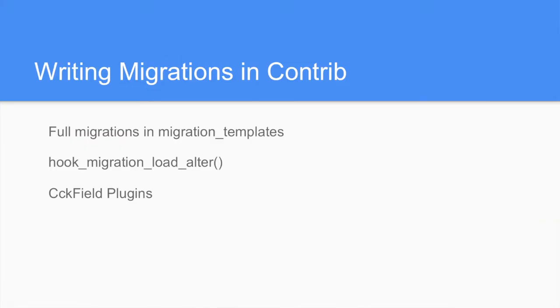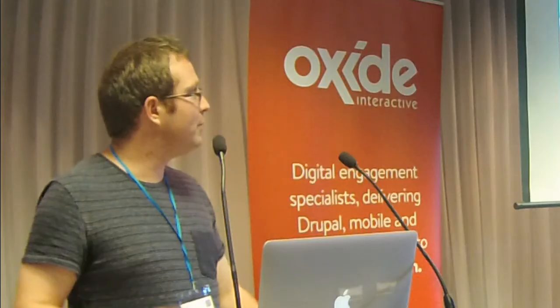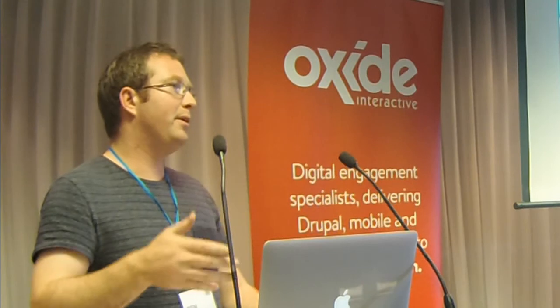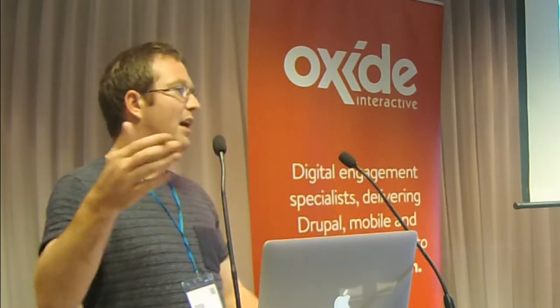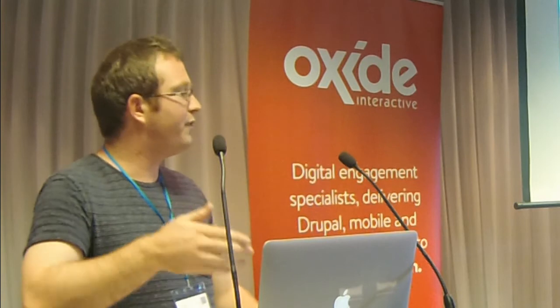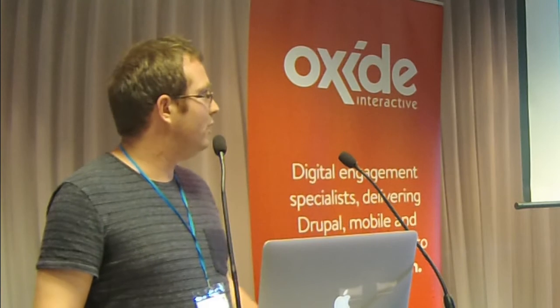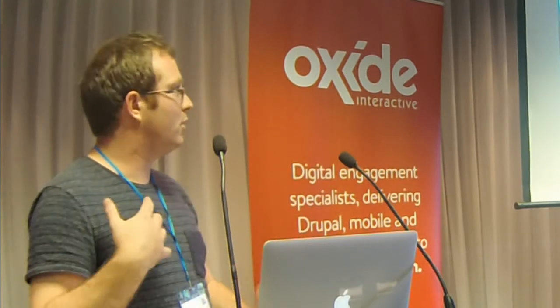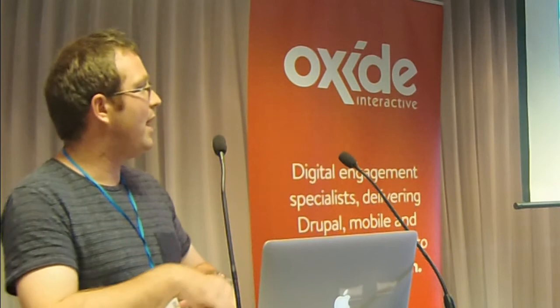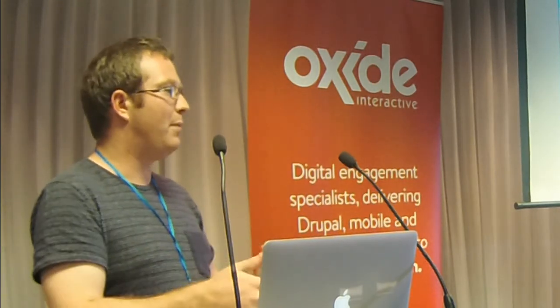Okay, so writing migrations in contrib. If you're a contrib developer and you were storing data on your own in Drupal 7, custom tables, variable gets, things like that, then you're going to be responsible for writing migrations into Migrate templates. If you used to store your data alongside other people's data, like on field format settings, and you tried to extend other people's data, hook migrate load alter is how you're going to do that. That allows you to hook in while the migration is running, and change how the migration behaves to support your contrib module.